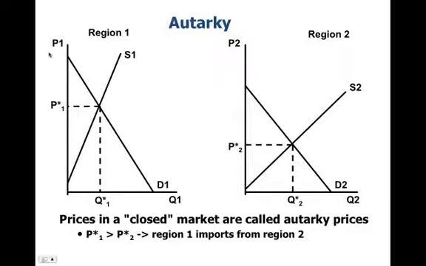It's also the case that if region 1's price prevailed in both markets, there'd be an equilibrium in region 1, but there'd be no equilibrium in region 2. In fact, there'd be a case of excess supply. So if we map region 1's price over to the market for region 2, what we would see is that supply would exceed demand, we have excess supply, and region 2 would not be in an equilibrium.